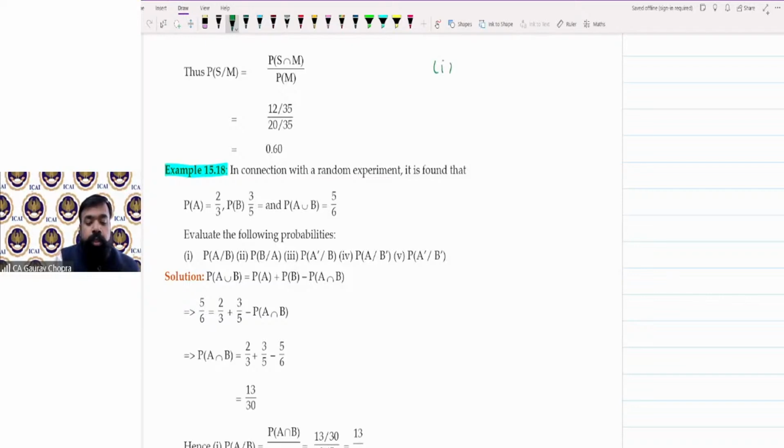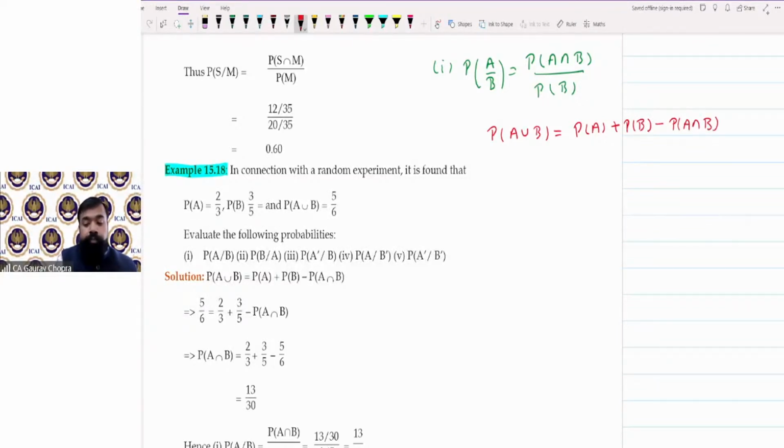So in the first portion, the question is asking for A by B. So what was the formula? It is A intersection B upon PB. But A intersection B is not given in the question. So for that, we have to find A intersection B first. And what is given? A union B is given. So we know that probability of A union B is equal to PA plus PB minus P of A intersection B.